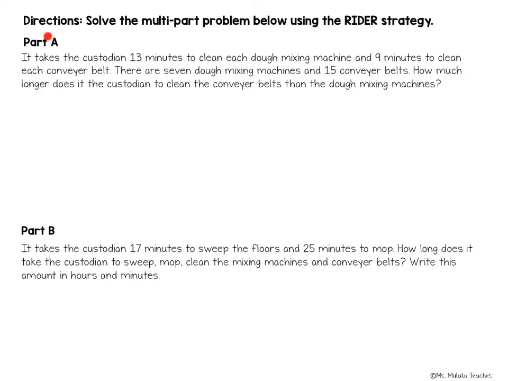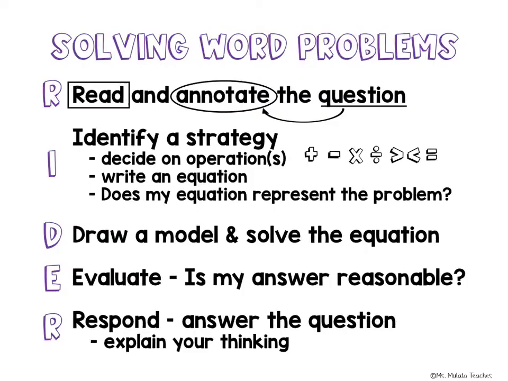Let's read the directions together. Solve the multi-part problem below using the WRITER strategy. Let's take a look at the WRITER strategy. The acronym WRITER helps us solve word problems, often that have multiple parts. These steps help guide our thinking so that we can identify the strategies that we will use. WRITER also helps us use models efficiently and evaluate if the answer we have found is reasonable.